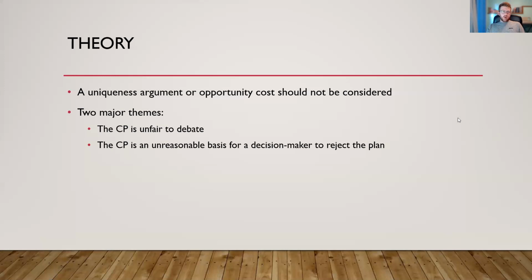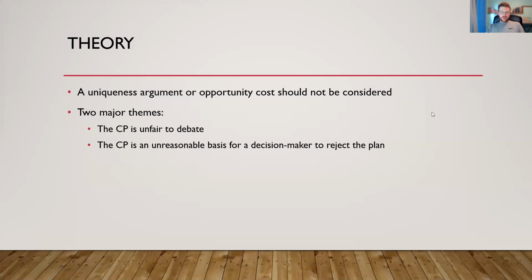Very briefly before we wrap up, I want to mention, so this was kind of theory in a couple of minutes. It's like, what is theory doing? It is saying like a uniqueness argument or opportunity cost should not be considered. And that speaks to like whether a counterplan or an advocacy is ever acceptable. So like this would say like process counterplans never acceptable, or states counterplans never acceptable.